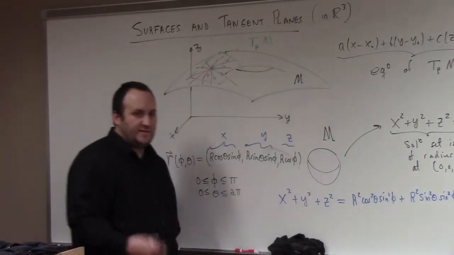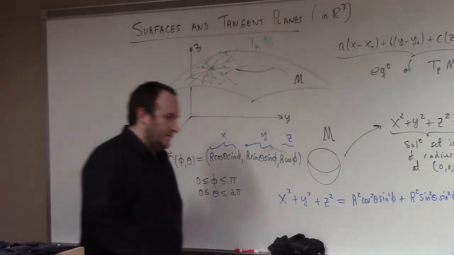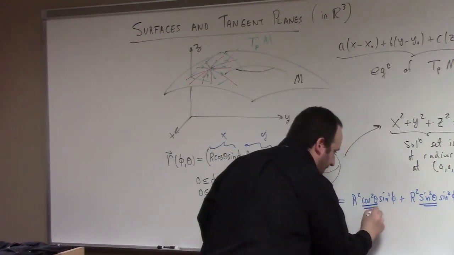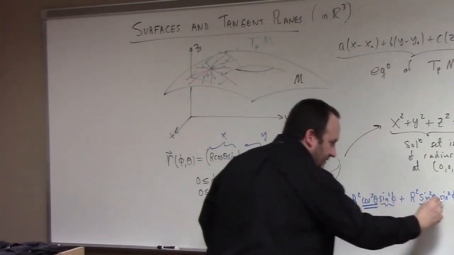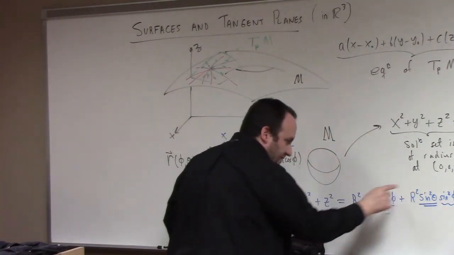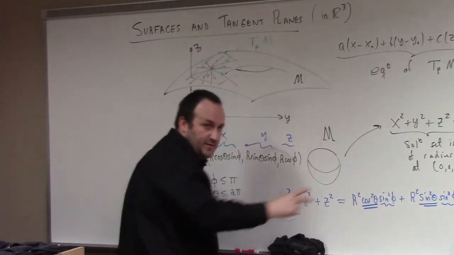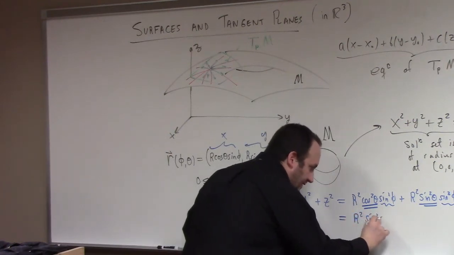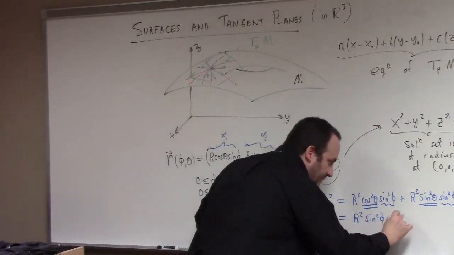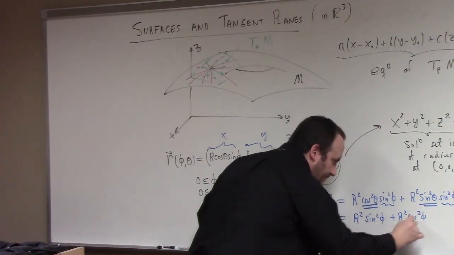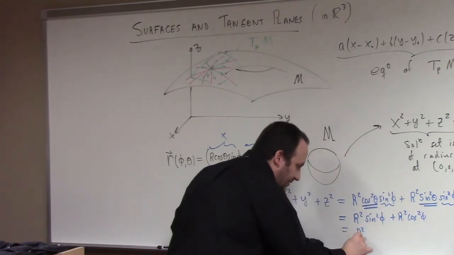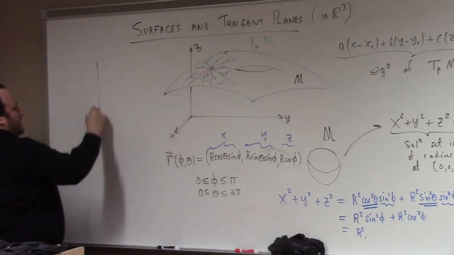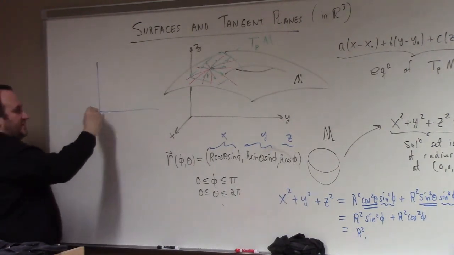Does this work? Does this simplify down to r squared? It does, because you notice that this term and this term, we can factor out a common sine squared phi. Because cosine squared theta plus sine squared theta is 1, it collapses down to r squared sine squared phi plus r squared cosine squared phi, which of course then is r squared. So it works. This is not surprising though, because it goes back to the spherical coordinate system.